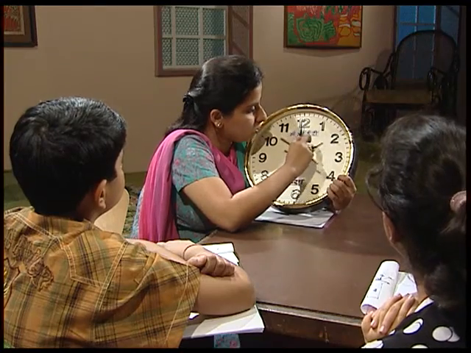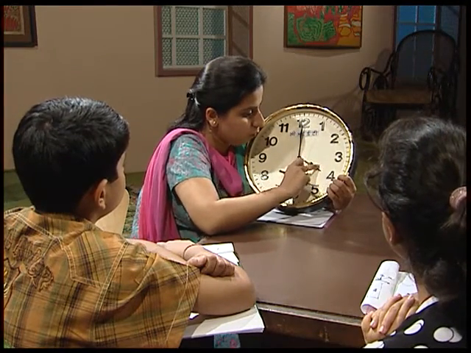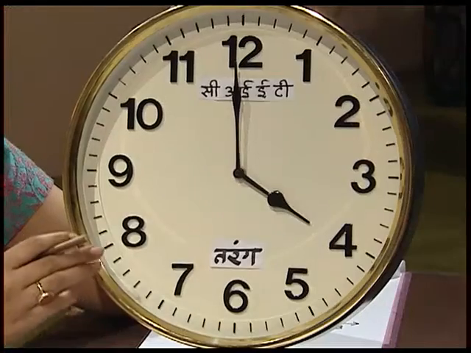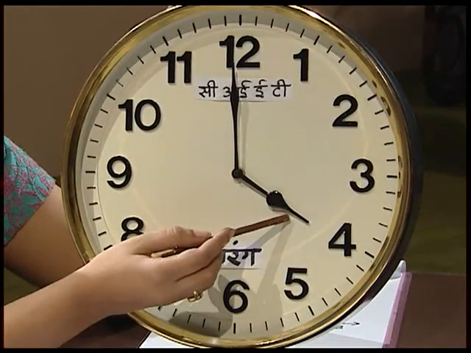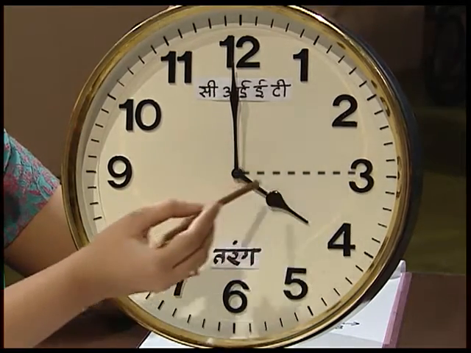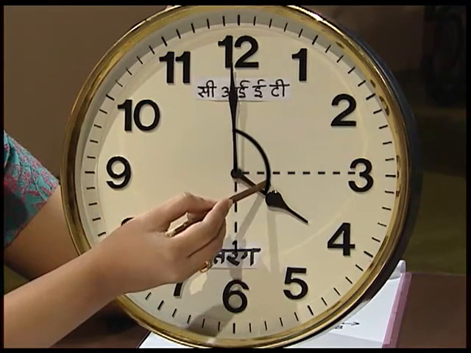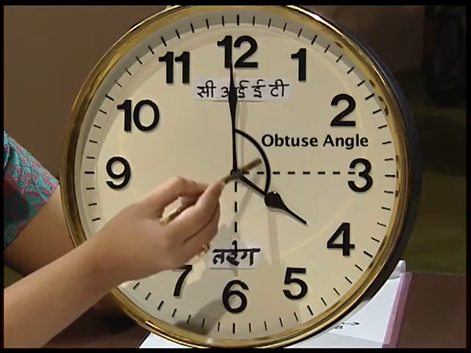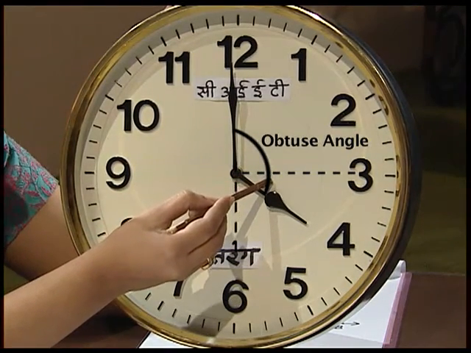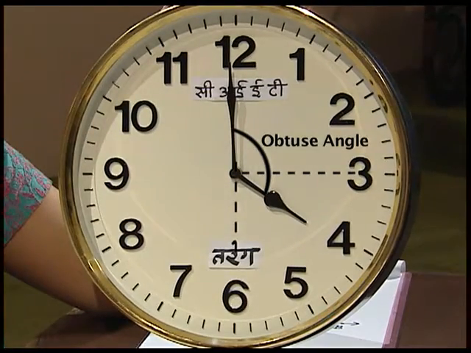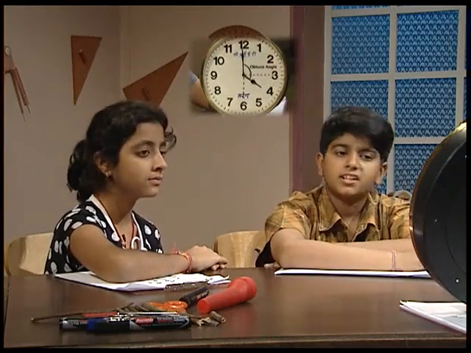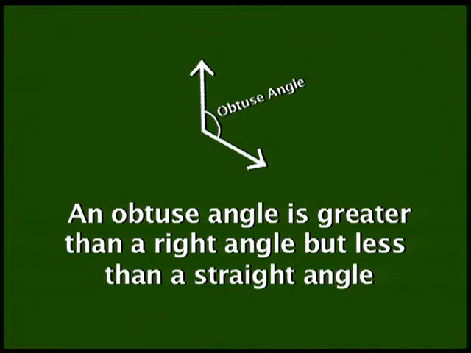Now I'm bringing the shorter hand to 4. Where the short hand has moved more than the quarter but less than the half. Thus, the angle so formed here is known as the obtuse angle. Okay. So, Didi, obtuse angle is greater than the right angle and lesser than the straight angle? Yes. An obtuse angle is greater than a right angle but less than the straight angle.